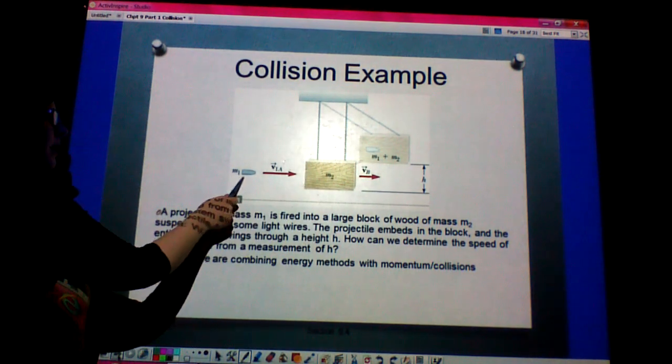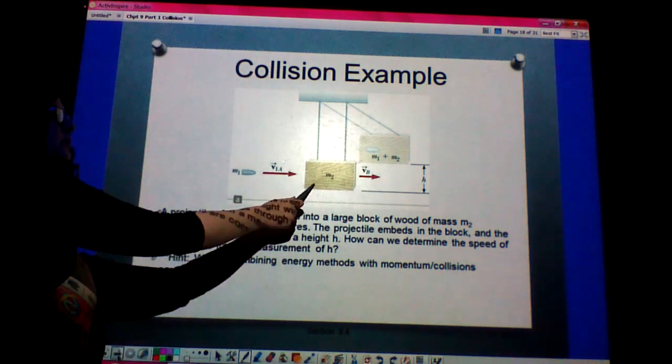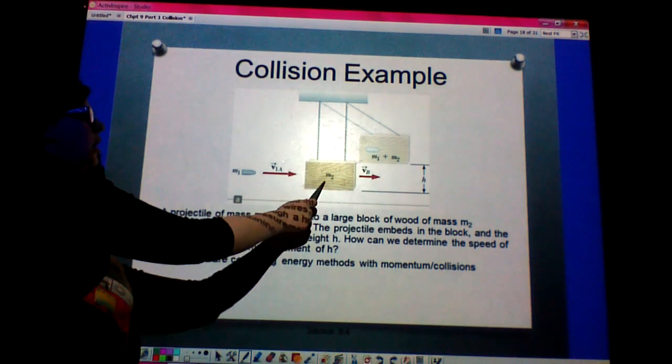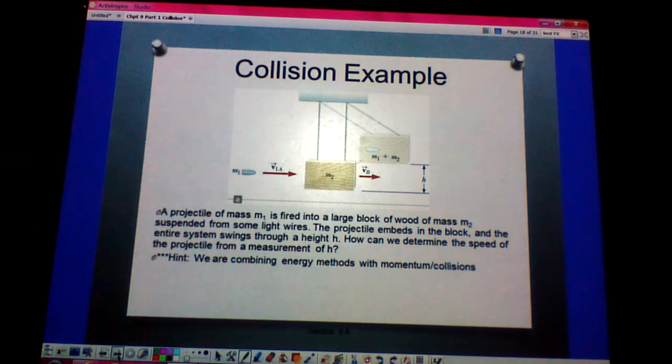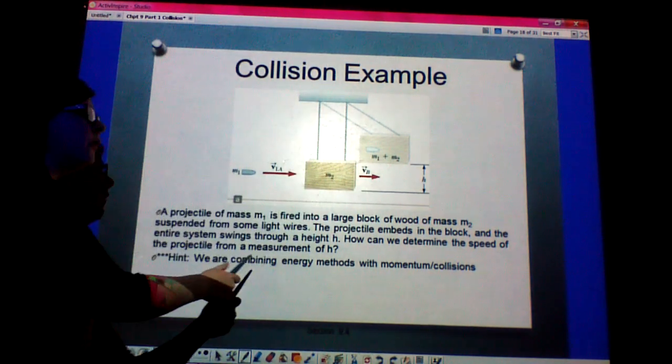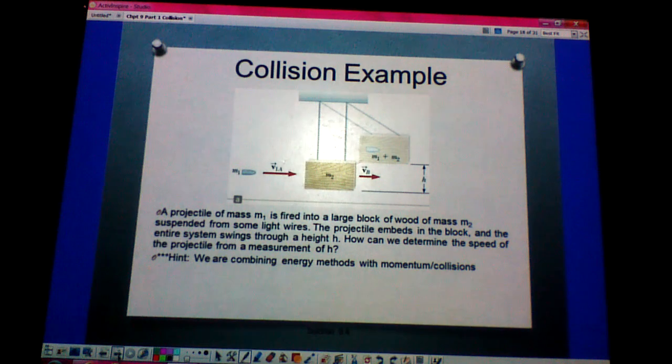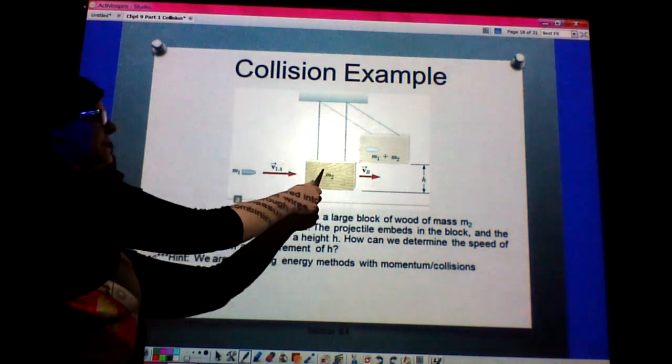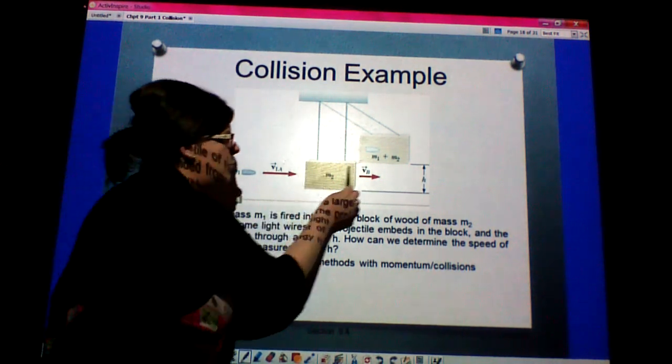So I have a bullet, mass 1, fired into a large block of wood, and we'll call that mass 2. It's suspended from some light wires. Let's assume that the mass of these wires is negligible. The projectile, this bullet, is going to lodge itself into the wood. So once this bullet enters the wood, it's going to move together with it.